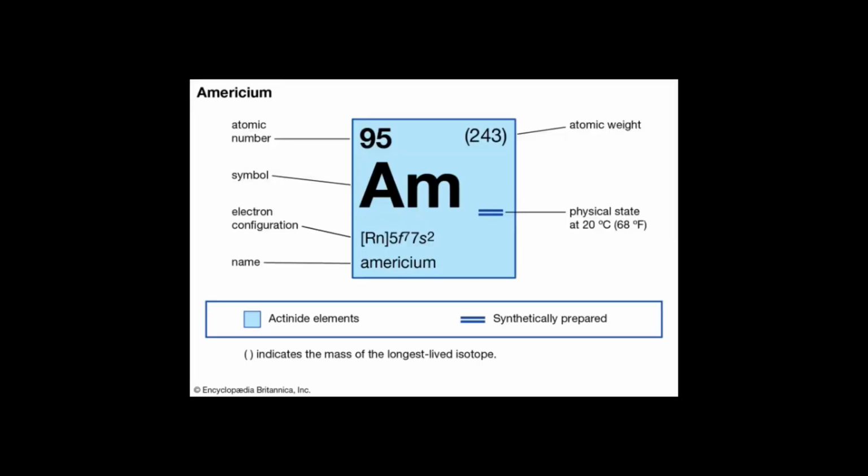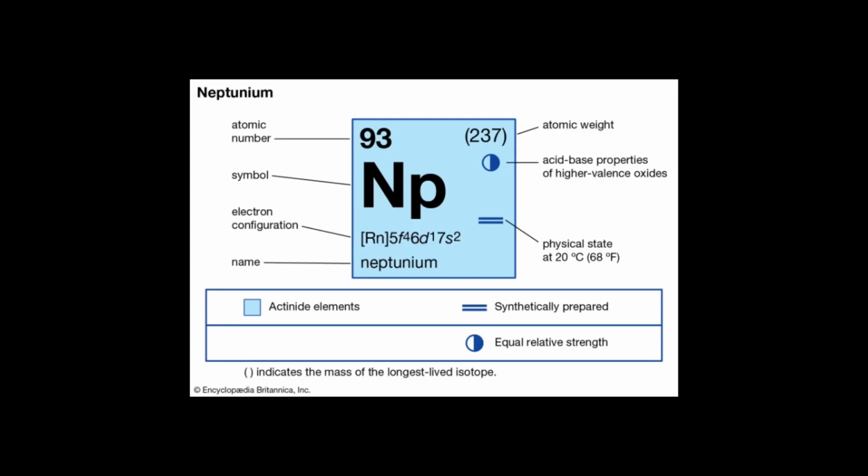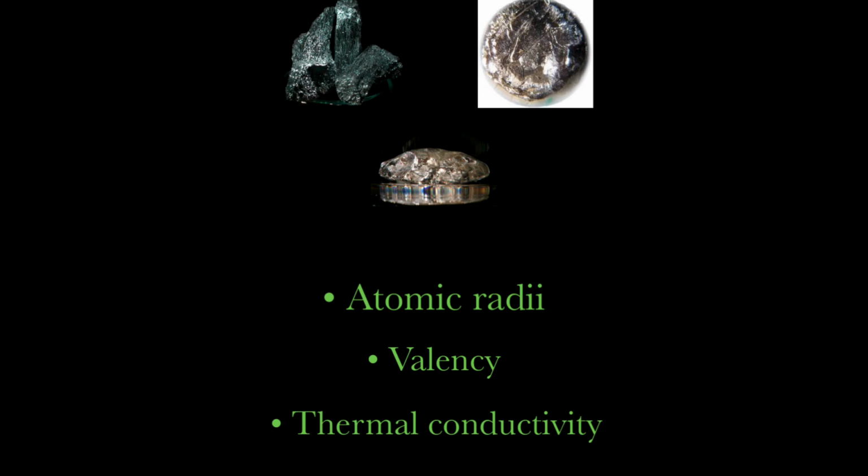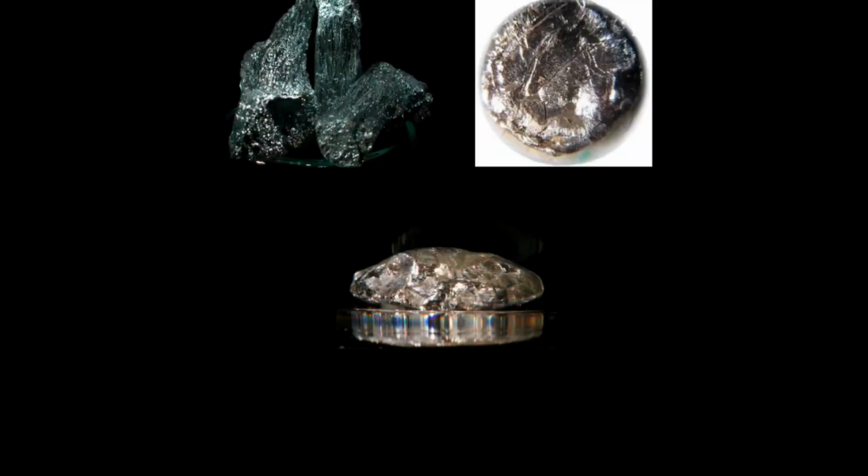Experiments on americium reported diffusion rates of close to 0. Neptunium experiments reported values of approximately 6 times 10 to the negative 15 meters squared per second. As both elements share similar characteristics with plutonium, such as atomic radii, valency, and thermal conductivity, the hypothesized diffusion coefficient is within the range of those two elements.